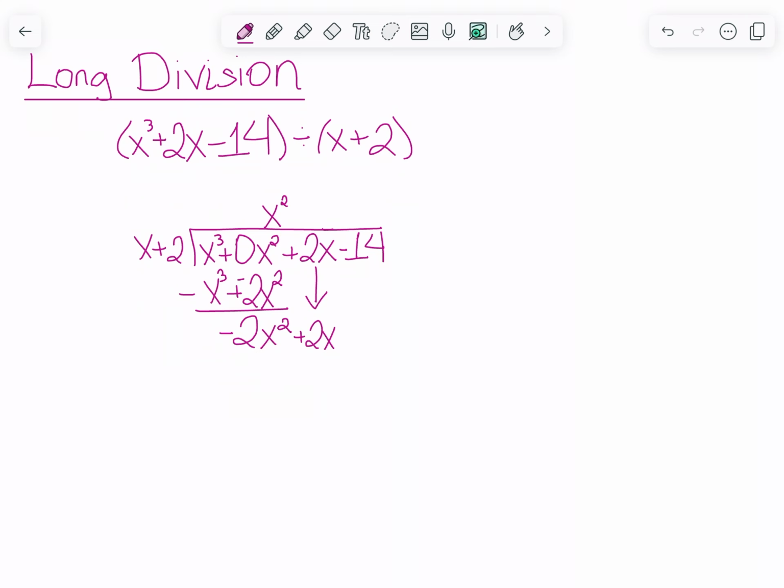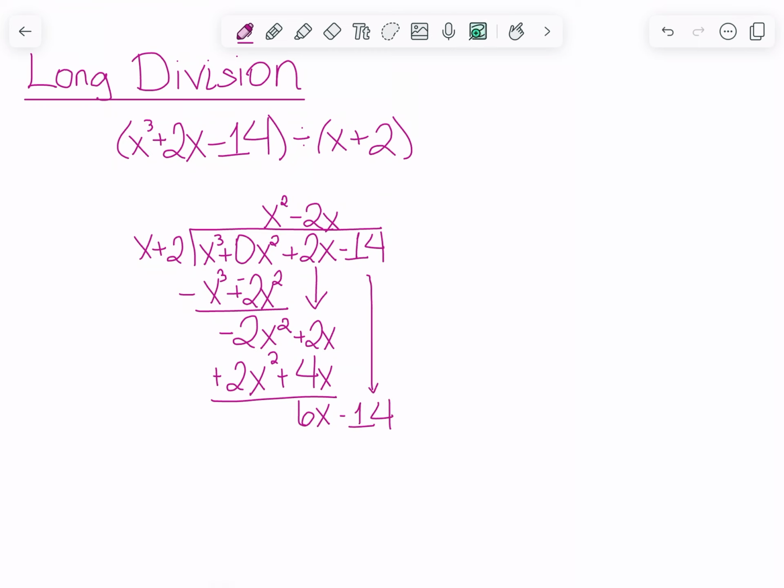We then divide negative 2x squared by x. When we do, we get negative 2x. We write this at the top and then multiply negative 2x times x plus 2, which gives us negative 2x squared minus 4x. Subtract this to get 6x, and then we bring down the next term.